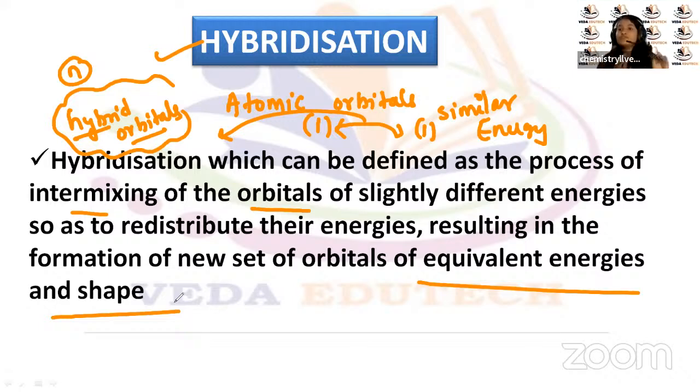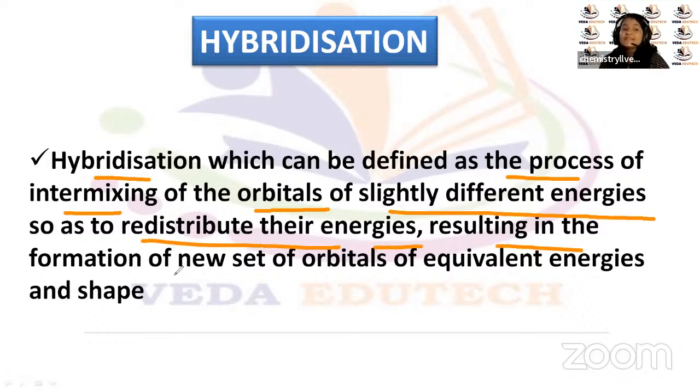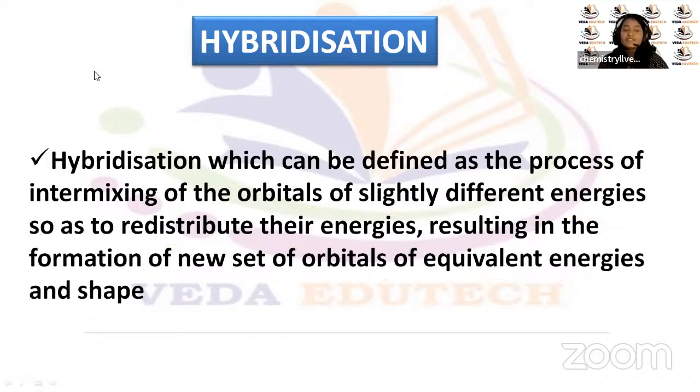Suppose one orbital is square shaped, another is square shaped, and they give rise to a hybrid orbital which is circular in shape. So how many circles will be formed? They will all have the same energy and the same shape. Let us see the definition. Hybridization can be defined as a process of intermixing of orbitals of slightly different energies so as to redistribute their energies, resulting in the formation of a new set of orbitals of equivalent energies and shape. I hope you are all clear with the definition.